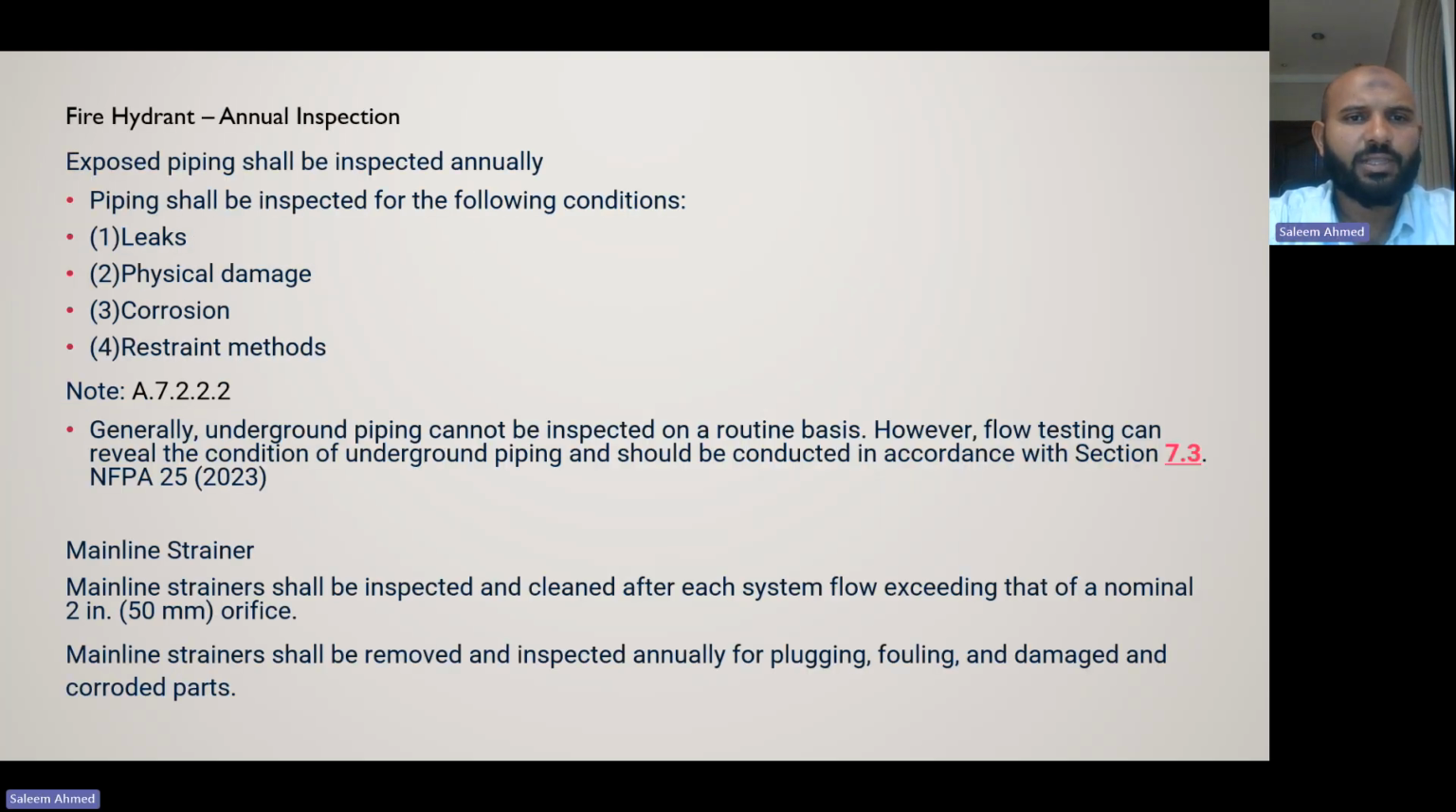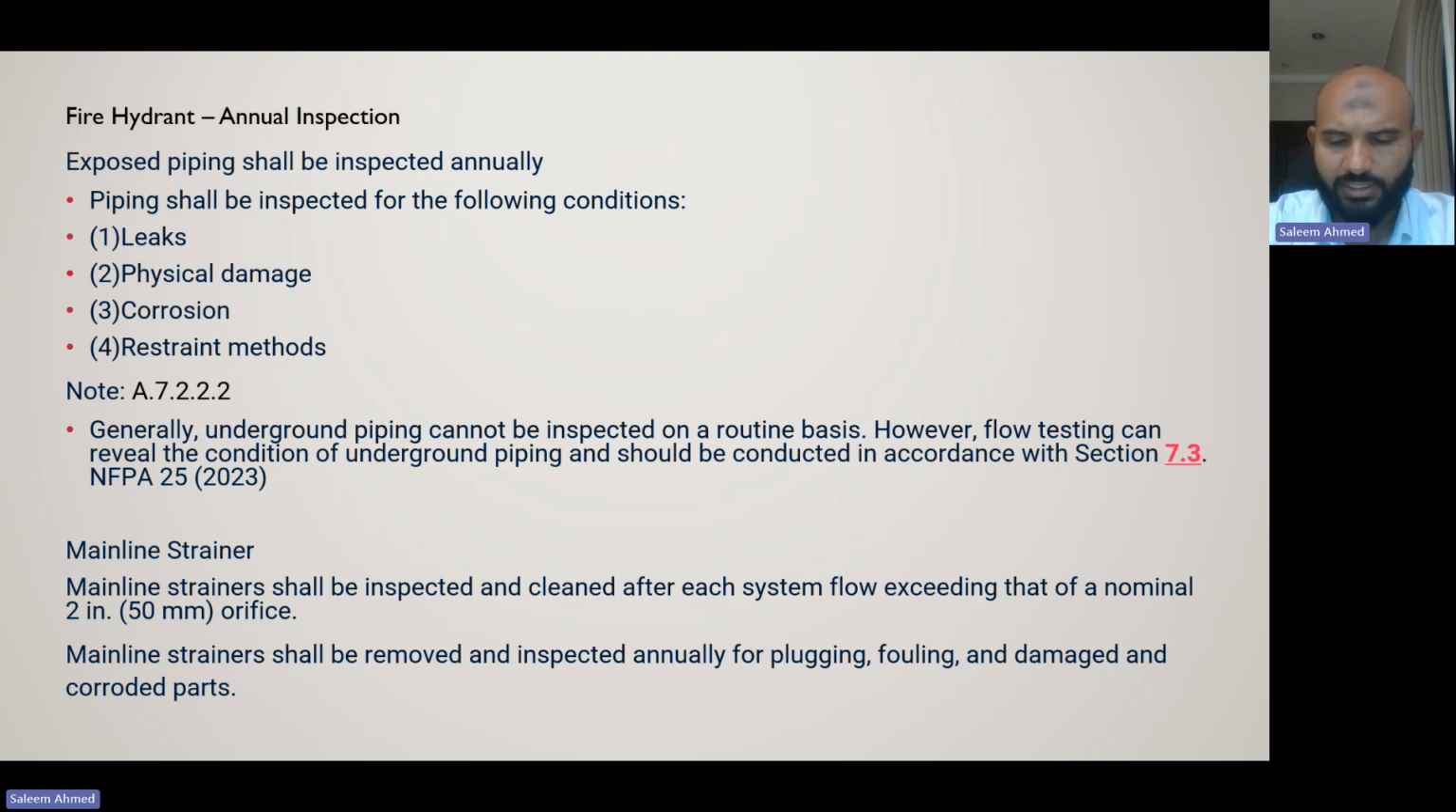And exposed pipe shall be inspected annually. So what we are going to check on the piping: for leaks, physical damage, corrosion, restraint methods, if any. Generally underground piping cannot be inspected on a routine basis. However, a flow test can uncover issues related to the underground piping. Mainline strainer has to be inspected and cleaned after each system flow exceeding the nominal 2-inch orifice.